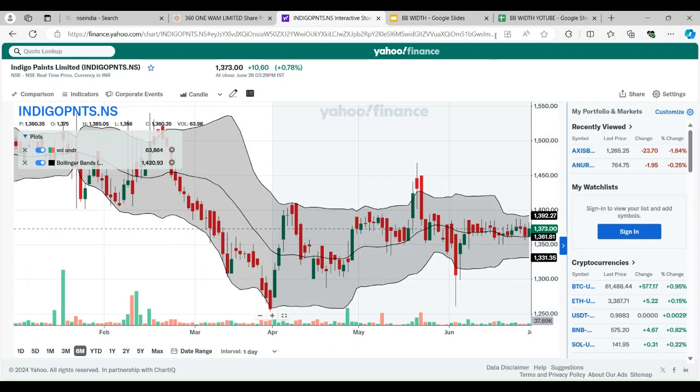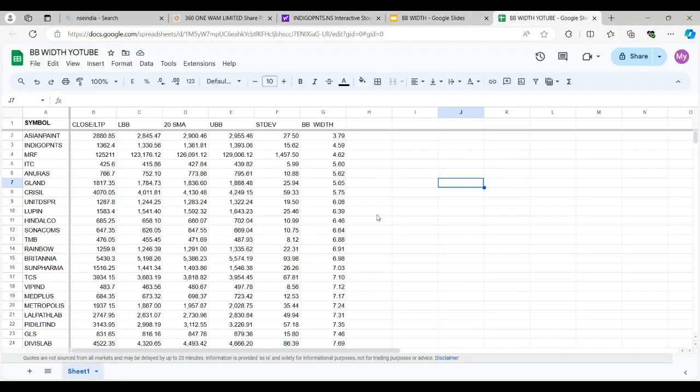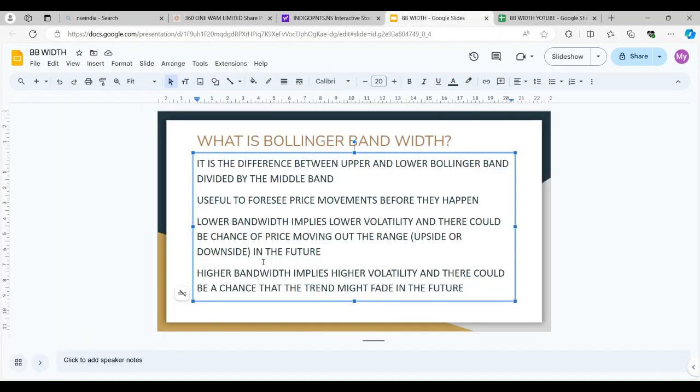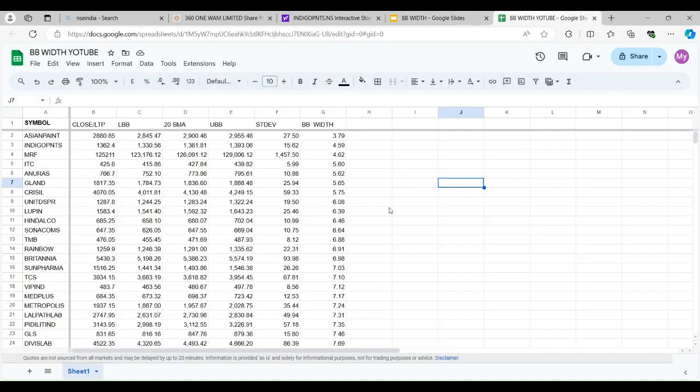This is how we can select. This screener will help you to filter out stocks which are with lower bandwidth and stocks which are having higher bandwidth. So this will save your time as well. If you want to buy or sell a stock, we want to know about the price movement before they happen. Maybe this is a good way to filter out stocks.